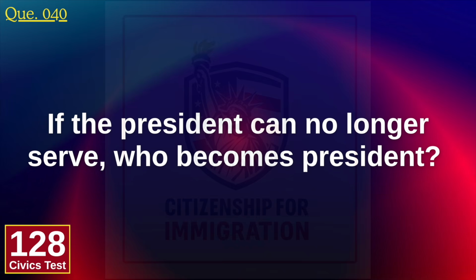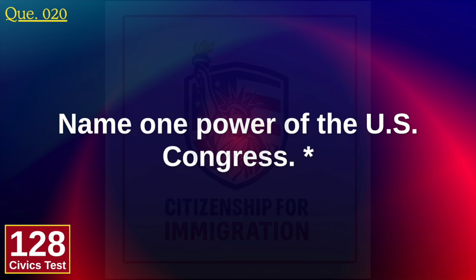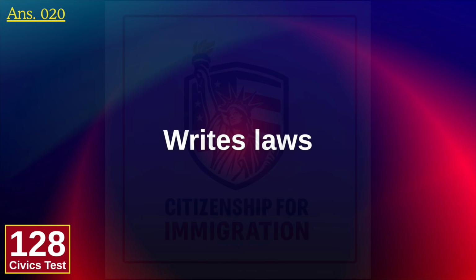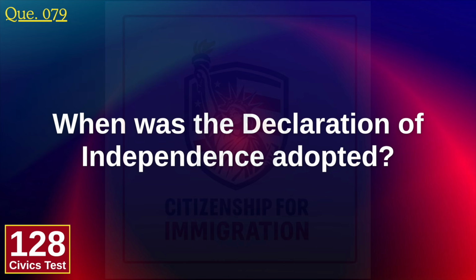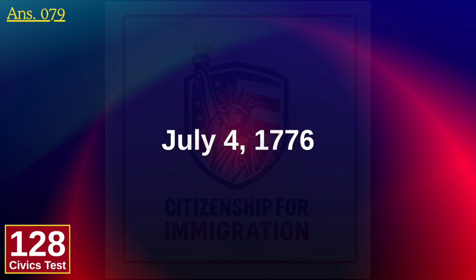If the president can no longer serve, who becomes president? The Vice President of the United States. Name one power of the U.S. Congress. Writes laws. When was the Declaration of Independence adopted? July 4, 1776.